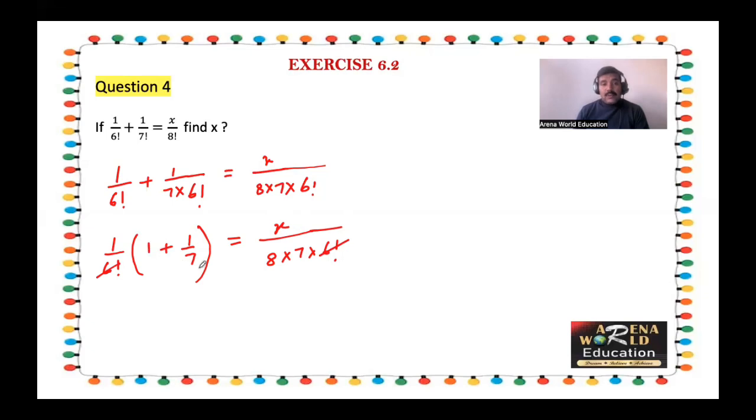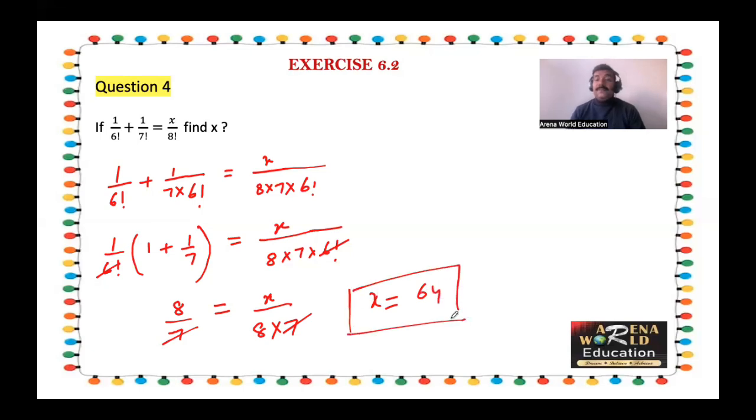Taking LCM, so 1 into 7, so 7 plus 1, 8. So 8 upon 7 is equal to x upon 8 into 7. 7, 7 cancel out. If you multiply both sides by 7, the value of x will be 64, right? I hope everybody is clear. So this is a very easy question. So again, you have to be very, very careful.